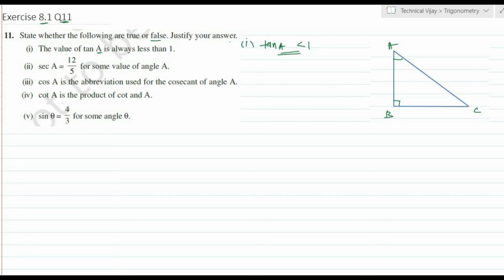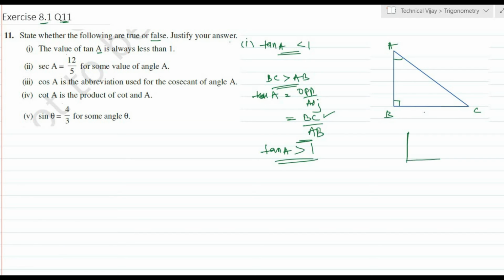So let us consider BC. Here BC is more than AB. We know the definition of tan A: opposite divided by adjacent. So we have considered BC, that is opposite, greater than AB, the adjacent. So if BC is greater than AB, then definitely tan of A will be greater than 1 only. There may be a chance of a triangle like this, BC like this. For this type of triangle tan A will always be greater than 1. So this statement is false.